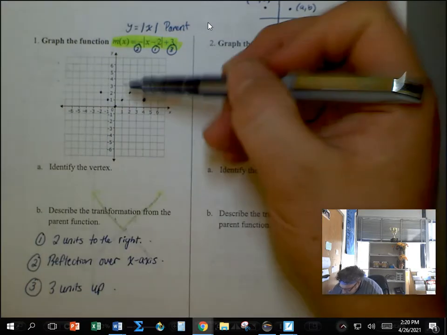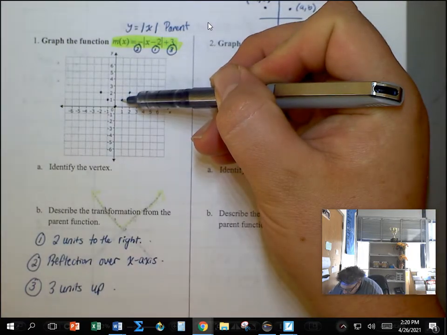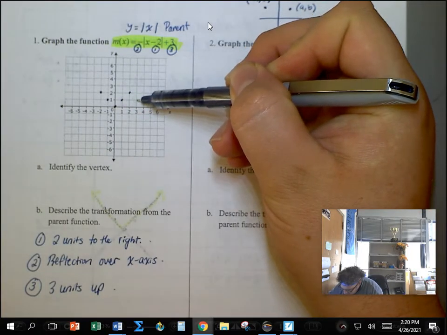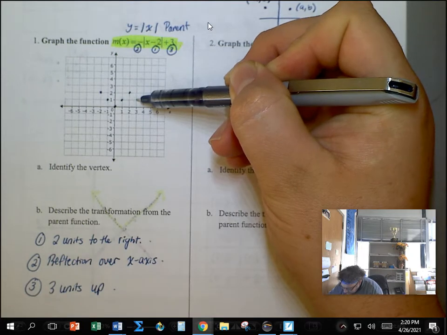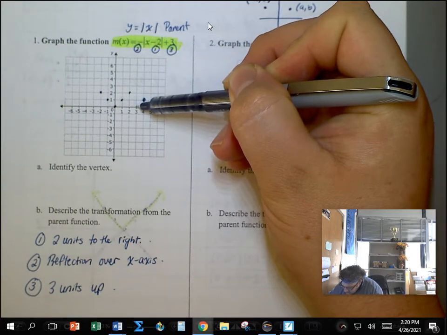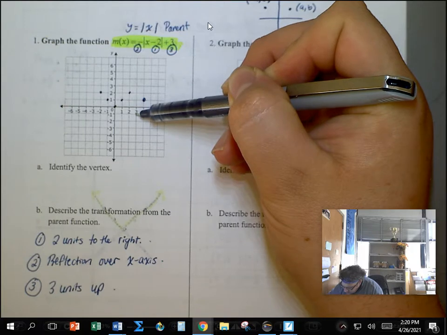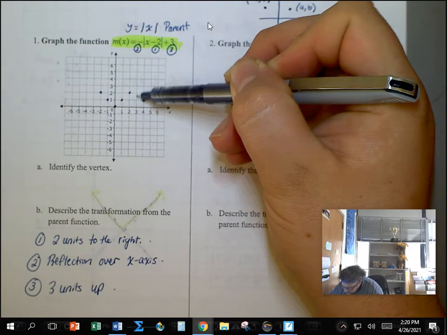Next point, I'm at (1, 1). I'm going to go 2 units to the right, so 1, 2. Then we're going to reflect over the x-axis, so 1 unit down. And then we're going to go 3 up, 1, 2, 3.